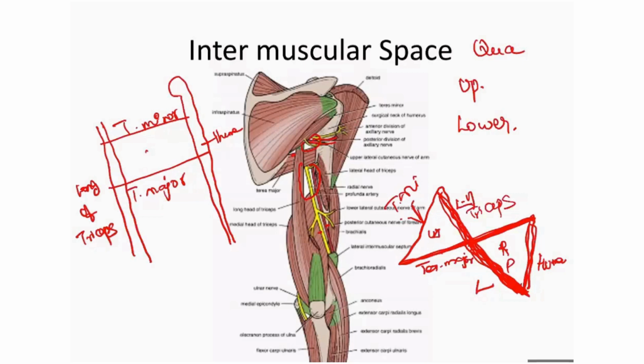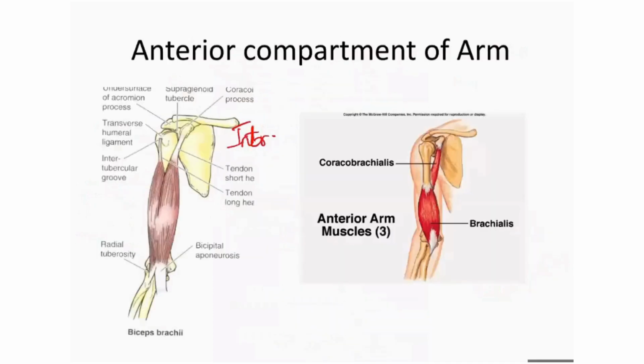There are some spaces within the muscles of the upper limb called intermuscular spaces. The important muscle of the arm is biceps. The peculiar feature is that it is intracapsular. It arises deep to the shoulder joint, so it pierces the capsule and then comes out. It is inserted by the bicipital aponeurosis on the radius.